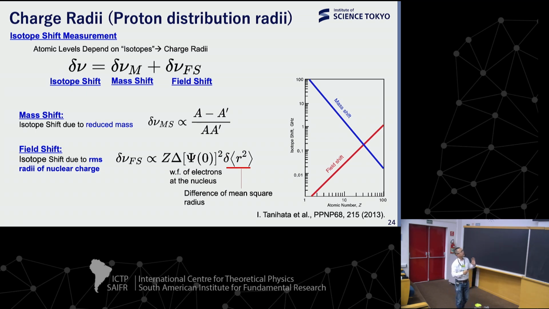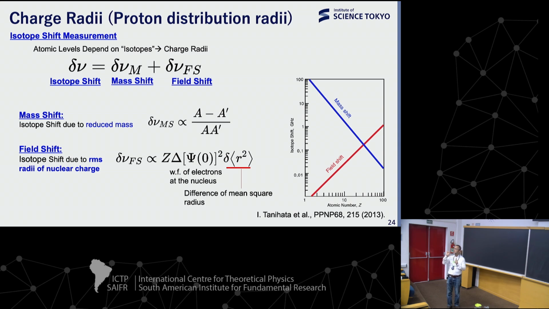So I won't go into detail, but this isotope shift is like this: the chemical properties are basically the same for all the isotopes, but if you can measure the transition of these electrons very precisely, then you know that some tiny difference exists. One is due to the mass, and one is due to the field. And the mass shift is actually due to the reduced mass.